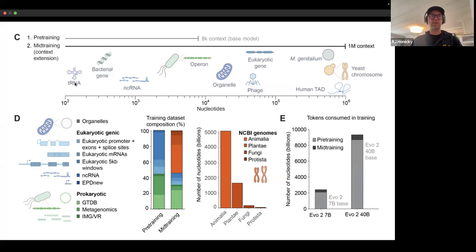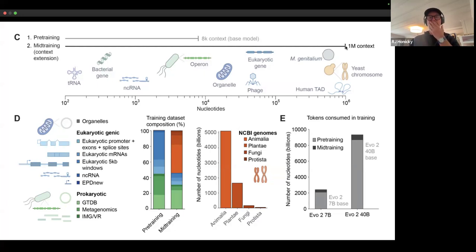You have tRNA, certain bacterial genes, and non-coding RNA sequences, which help with the mechanism of transcription and other things like that. But the things you don't have are the larger eukaryote genes, phages, and transcript domains for humans or yeast cells. So you need the longer context.